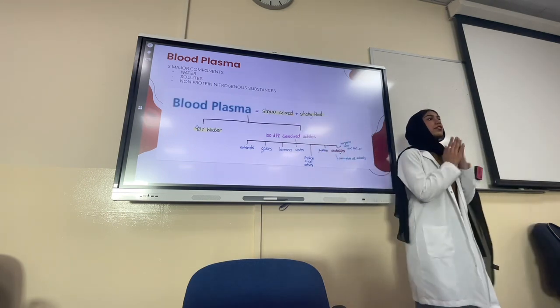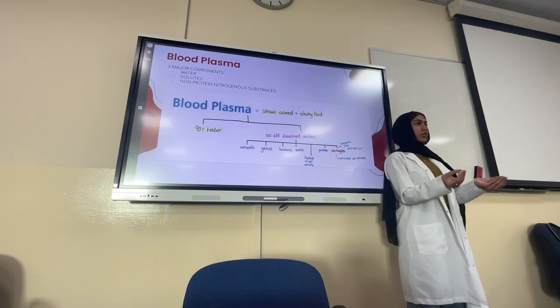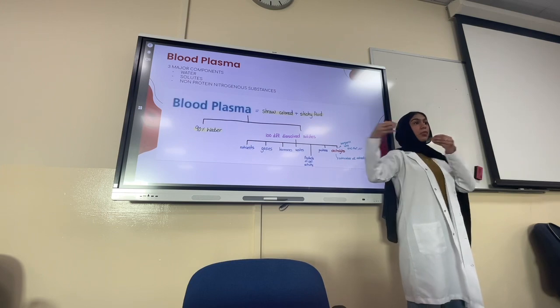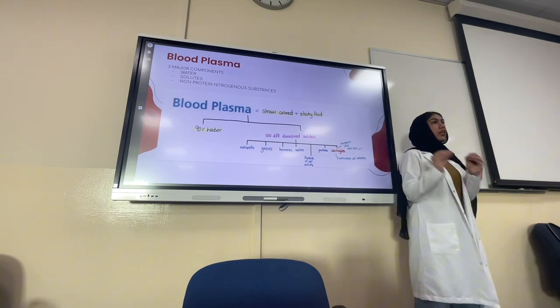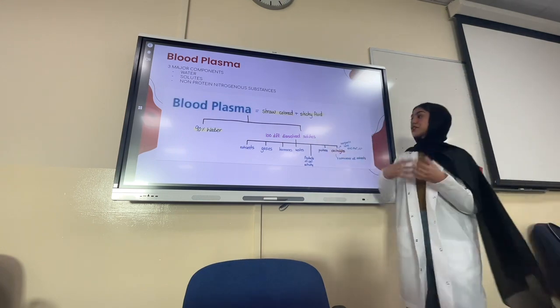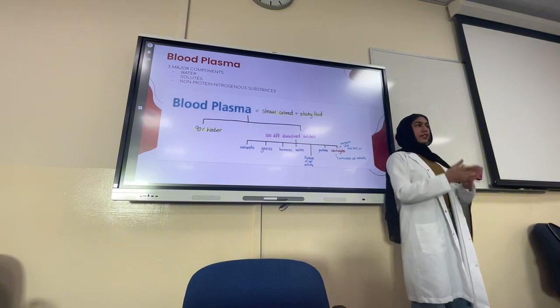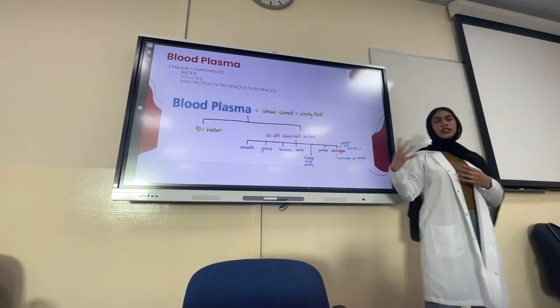All right, so now plasma. Plasma is again made of different things. 90% of plasma is going to be water, right? Water forms 90%. It's a really, really important component of plasma. Now, I have different dissolved solutes. Can someone just give me anything? Oxygen. Yes, exactly. And nitrogenous substances, different things, right?